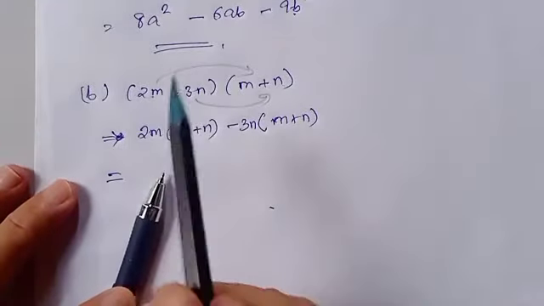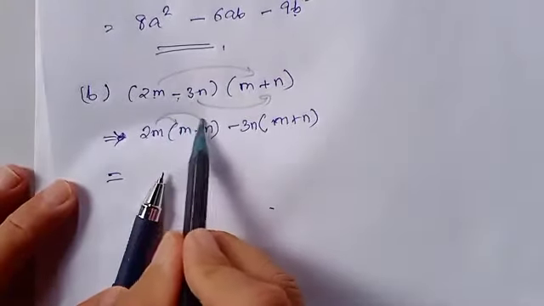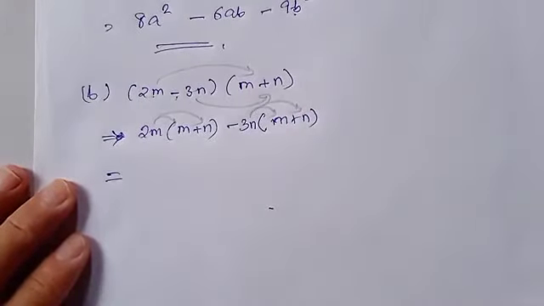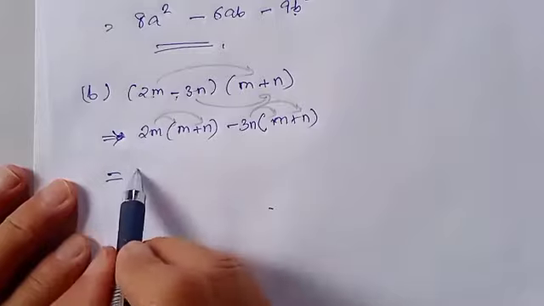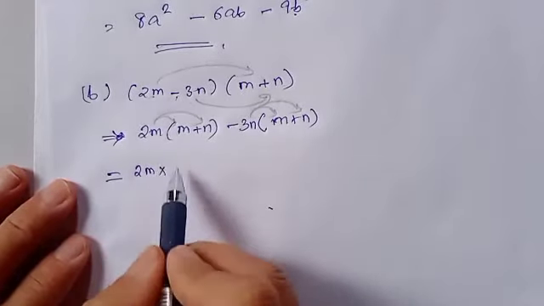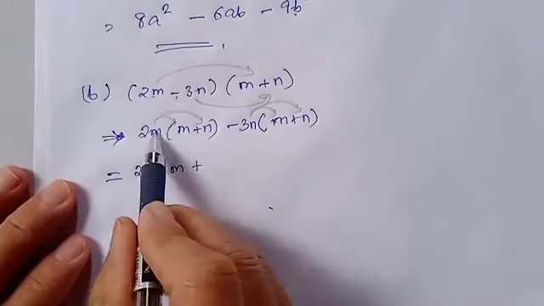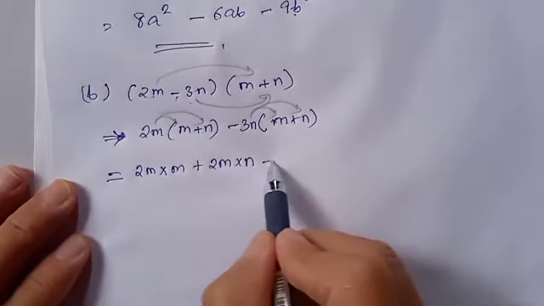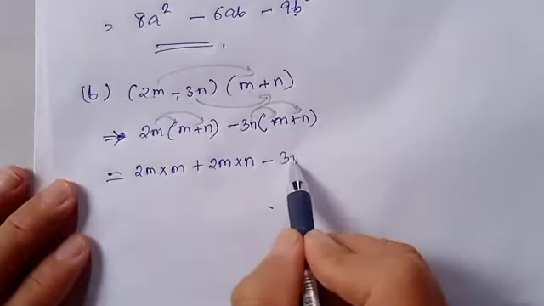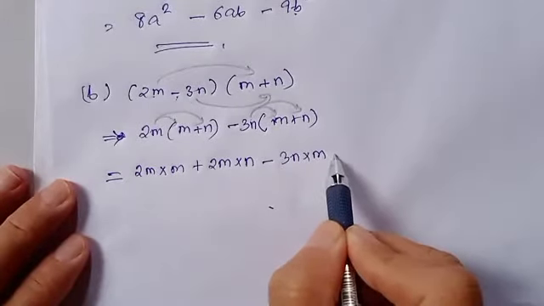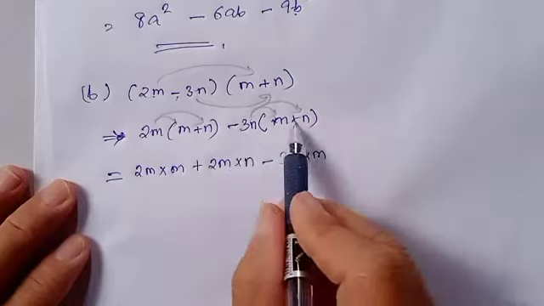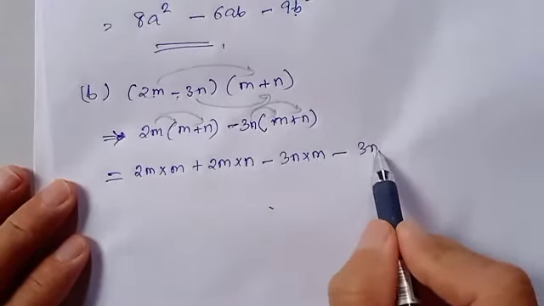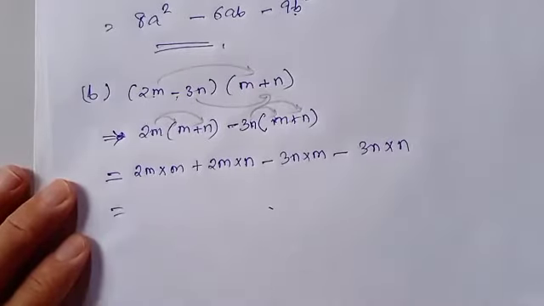Okay, next step, again we have to multiply like this: 2m into m, 2m into n, 3n into m, 3n into n. Okay, now we already discussed in previous exercise, 2m into m plus again 2m into n. Now second, minus 3n into m. What about sign? We have to check these two signs, minus and plus. So minus into plus is minus 3n into n.